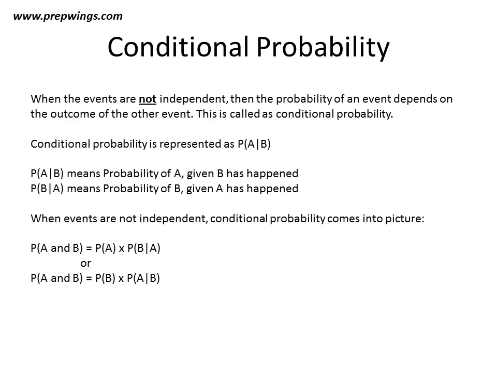Now for conditional probability, the probability of A and B will be equal to the probability of A multiplied by the probability of B given A has happened. Or the probability of A and B can also be written as the probability of B multiplied by the probability of A given B has happened.